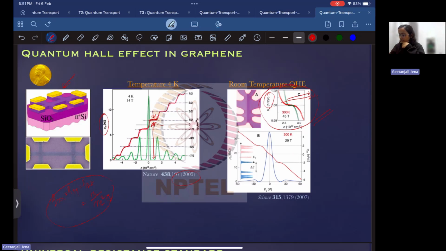In the third figure, this is also the graph between the longitudinal resistivity and the transverse conductivity. So the plateau region is at 2 times e square by h, also minus 2 times e square by h. And if you see the longitudinal resistivity, it is 0 for the plateau region, and it shows an oscillatory behavior.